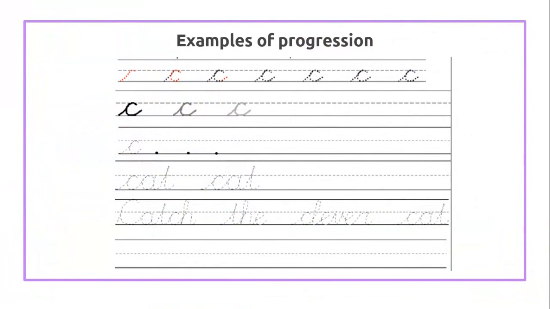So here are some examples of progression. And so it starts off with the dotted letter, then it's a step further. Now they can go on this line and finish it. There's a starting dot, remembering that all your cursive lowercase letters start at the bottom, and there's a word, cat, and there's space for them to copy the word cat, and then finally a sentence, catch the clever cat. So you need to think of a sentence that incorporates the C letter, and then there's a space at the bottom for them to copy that sentence.